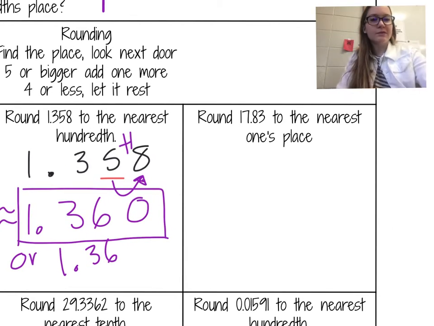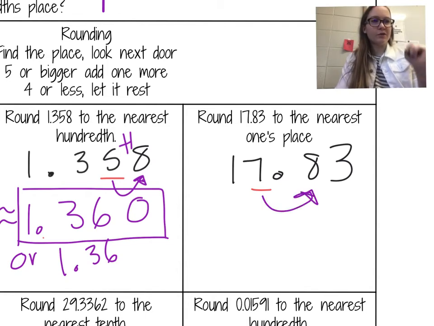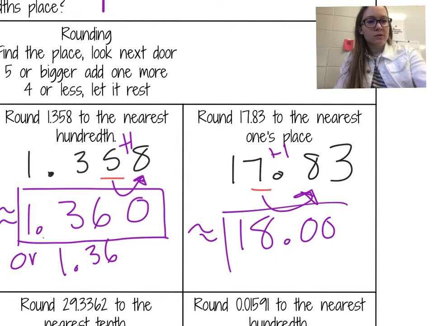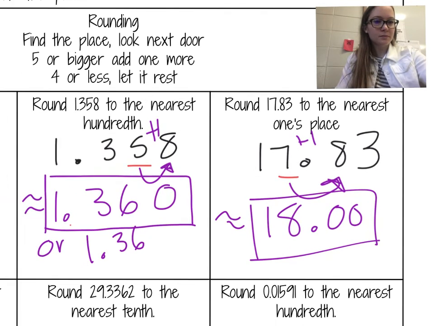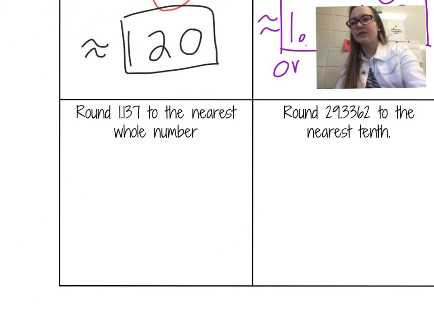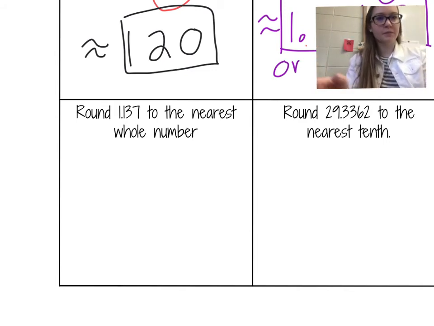Right, round 17.83 to the nearest ones place. So 7 is in the ones place. I look next door. It's 5 or bigger, so I add 1 more. And everything else goes away, so it just is 18. Feel free to pause this as you need if I'm going too fast. I don't want to make this a 20-minute video. That would be silly. Okay.